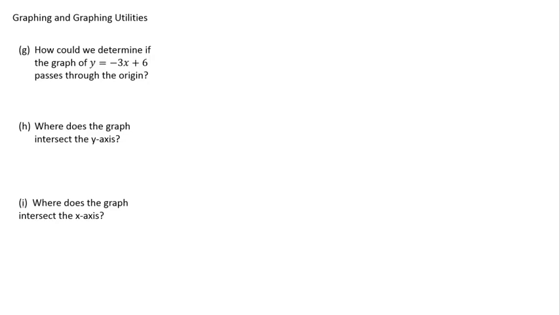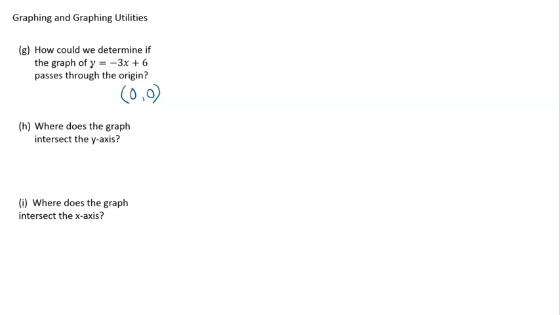So how could we determine if the graph passes through the origin? If you'll remember, the origin is the point (0, 0). So if (0, 0) is a solution to this equation, then we know that it passes through the origin. You could just take 0, plug it in here, 0, plug it in here, and see if it's a solution. That's one way to handle it.